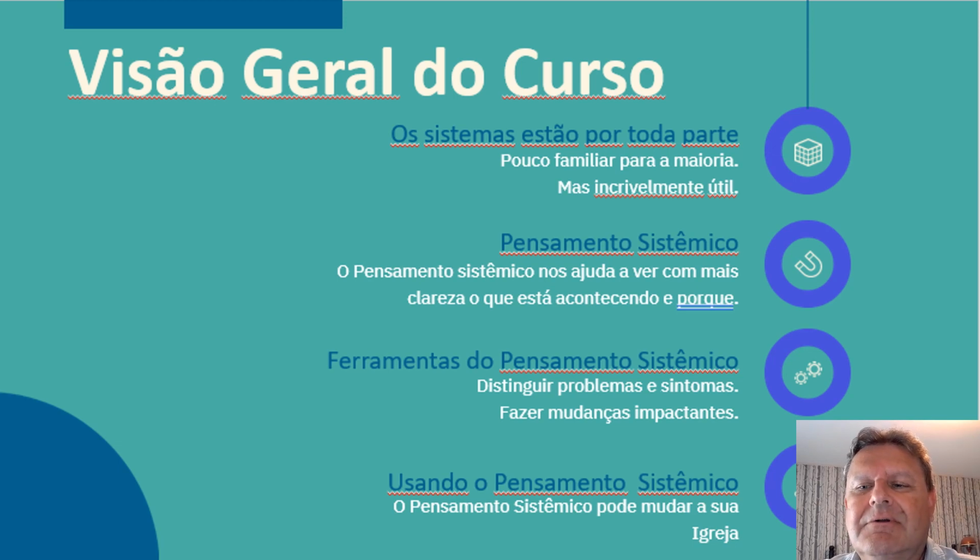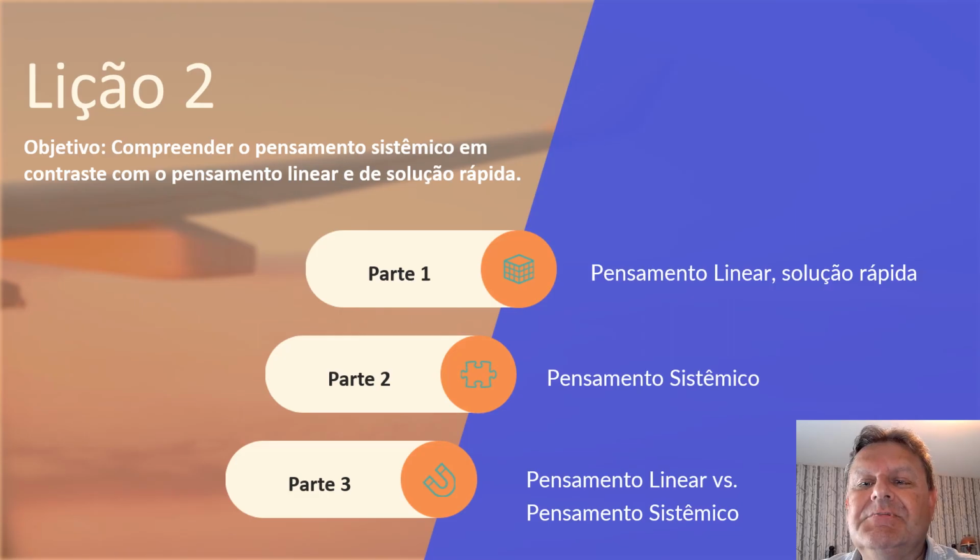We're going from an overview of systems thinking in everyday life. So today, in Lesson 2, we're going to talk about linear quick fix thinking and systems thinking, and then we're going to compare the two.